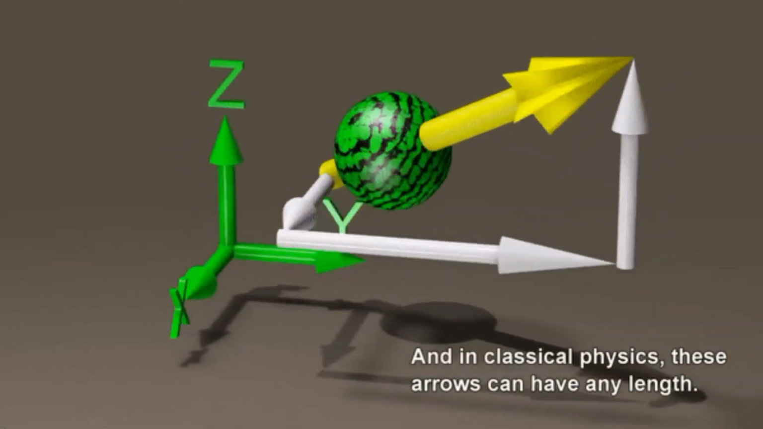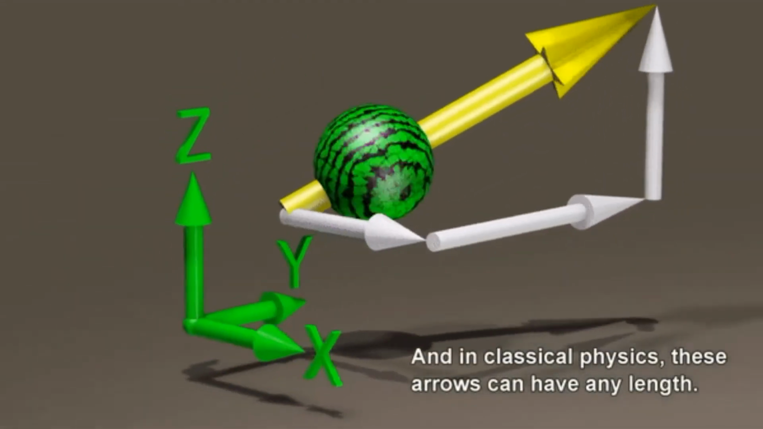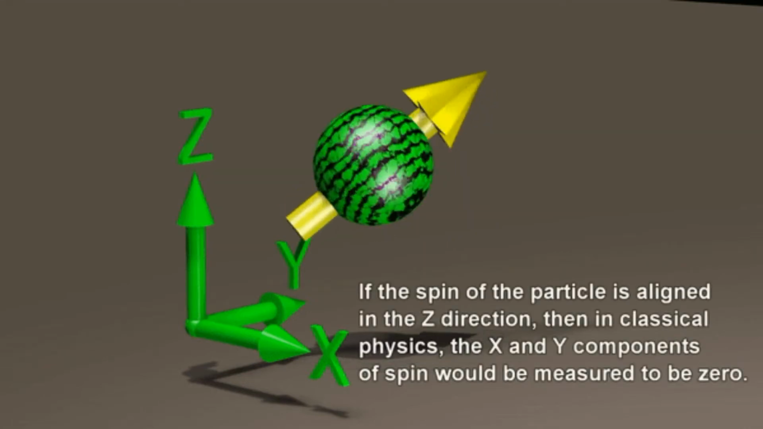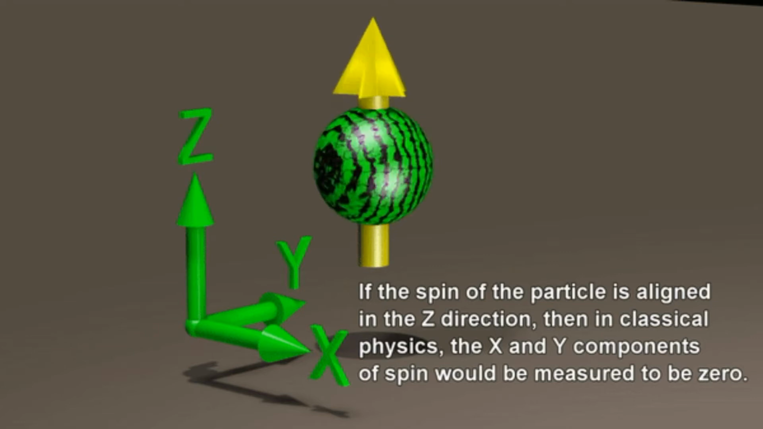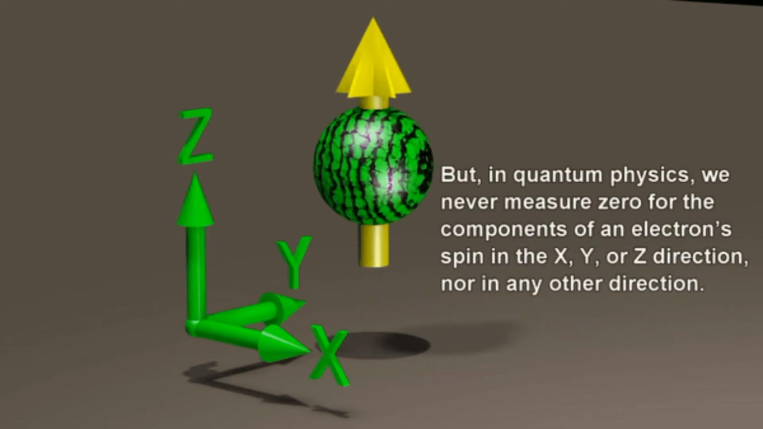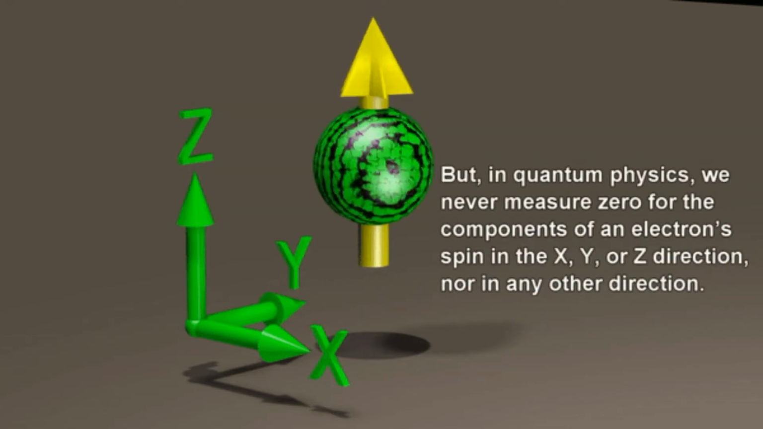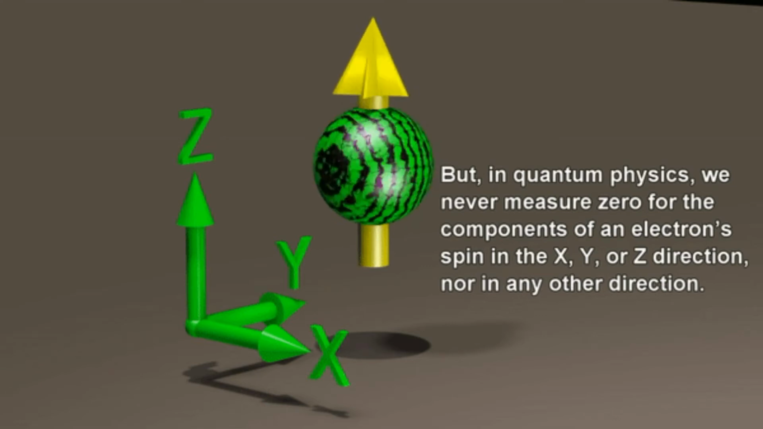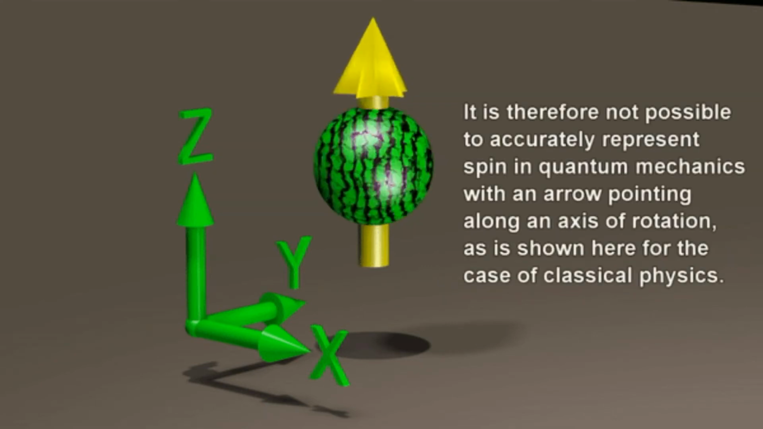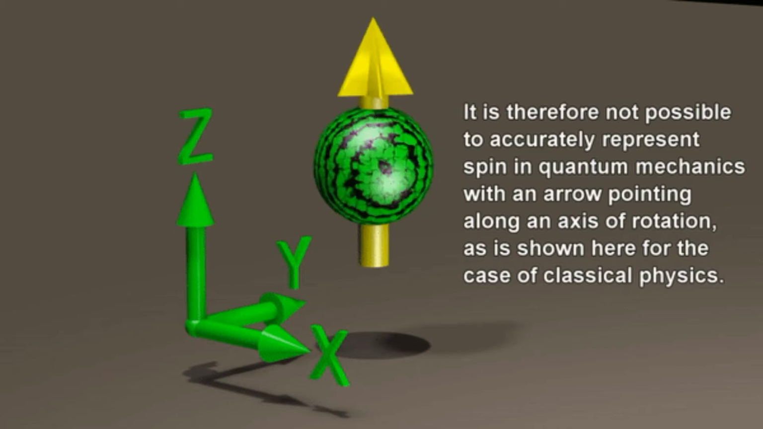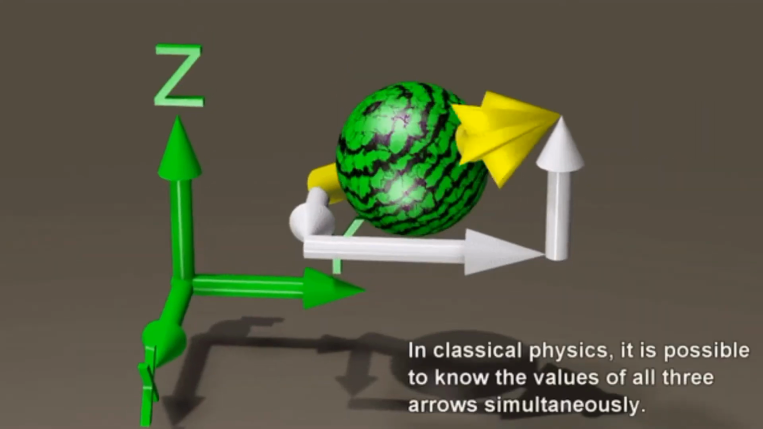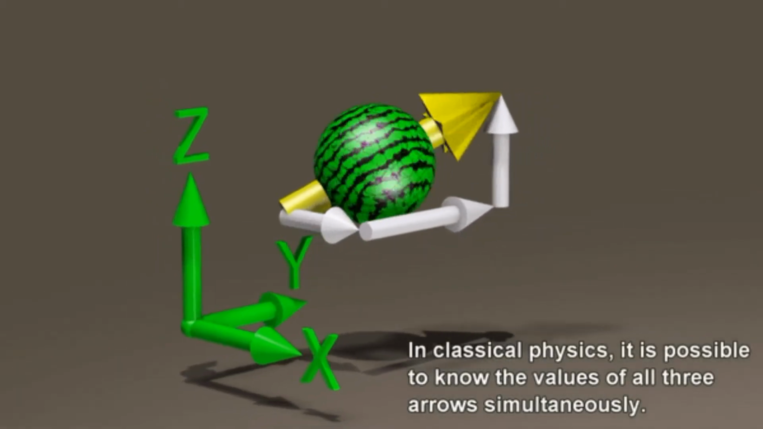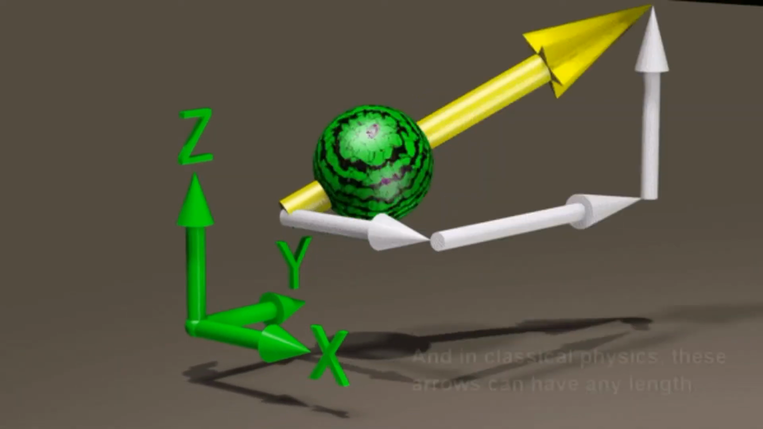Just goes so fast. In classical physics, these arrows can have any length. If the spin particle is aligned in the z direction, then in classical physics, the x and y component spin would be measured to be 0. But in quantum mechanics, we never measure 0 for the components of the electron spin in the x, y, z directions. It is therefore not possible to accurately represent spin in quantum mechanics with arrows pointing along an axis of rotation. So what did all of that mean?